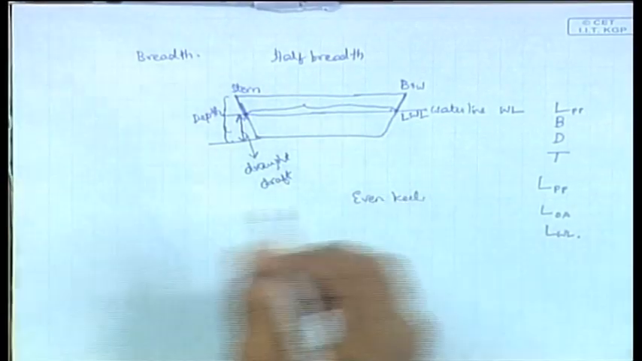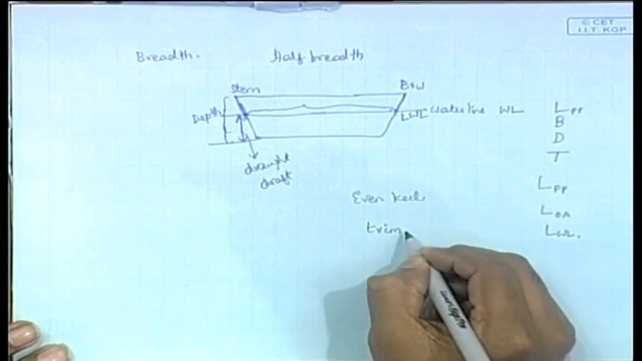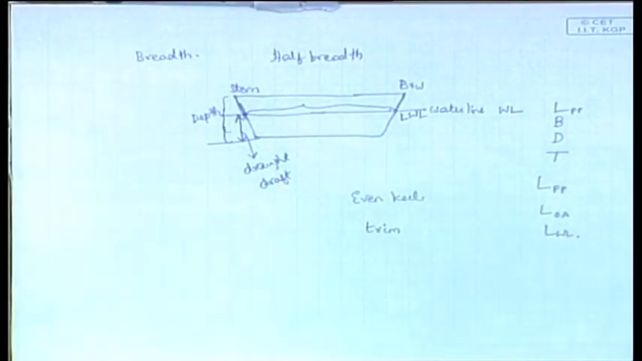In usual practice you will see that it is never exactly horizontal, because waves are there like this, so it will move like this or it can move like this. This process is called trimming. The word is trim and the process is trimming.